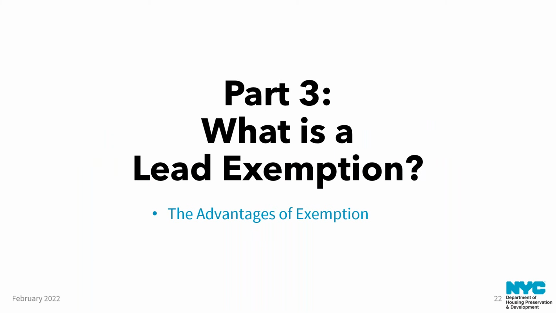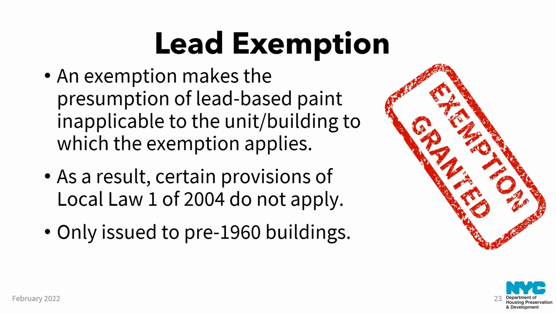Okay, let's move into the main topic this morning. What is a lead exemption? We'll talk about the advantages of exemption, and then we'll go through the different kinds of exemption and how you can apply. So an exemption makes the presumption of lead-based paint inapplicable to the unit or building to which the exemption applies. And this means that certain provisions of Local Law 1 of 2004 and its amendments will not apply to that unit or building. So some of those responsibilities that we reviewed at the beginning of this presentation, you will be exempt from those responsibilities. One thing to mention is that exemptions can only be issued to pre-1960 buildings.